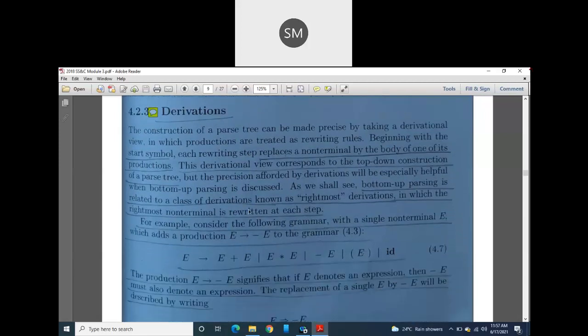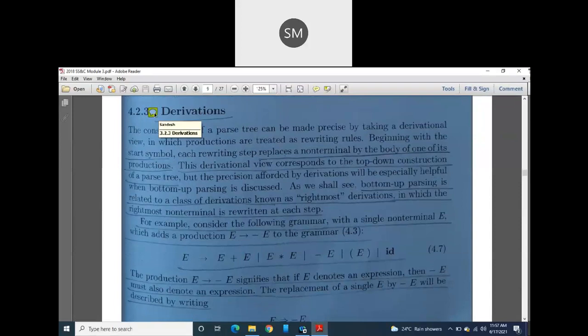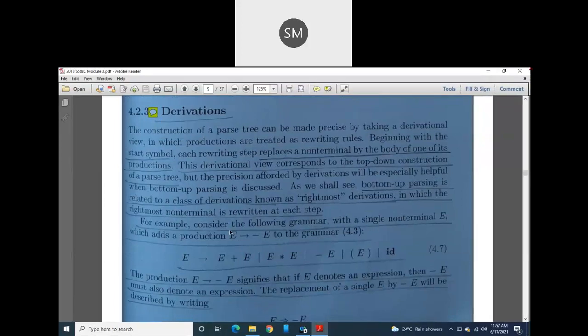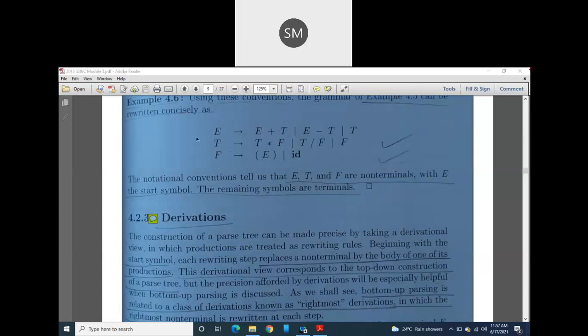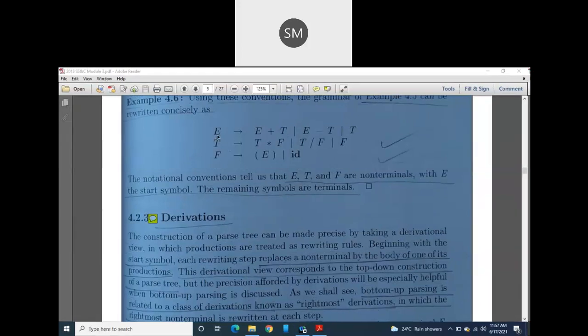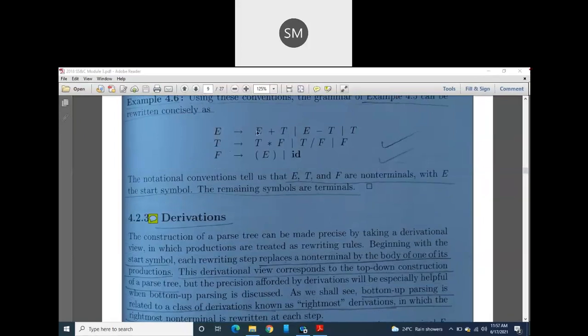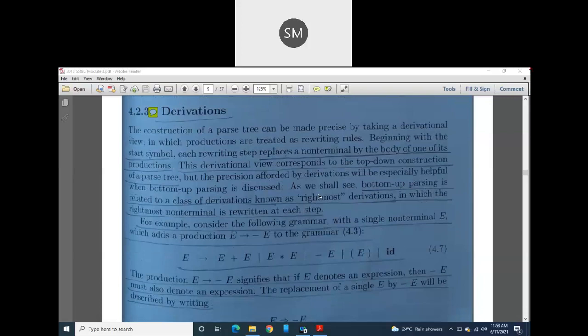Now we will come to the next topic, 3.2.3 in my notes, derivation. We have a practice that on the LHS side, whatever we are looking at, we keep on replacing it with the body of the production, correct? For example, here the left side LHS is capital E, so this capital E can be replaced by E plus T. It means the head of this production can be replaced by the body of this production, or this body, or this body. So we can replace the head by the body. The same thing we are telling here.